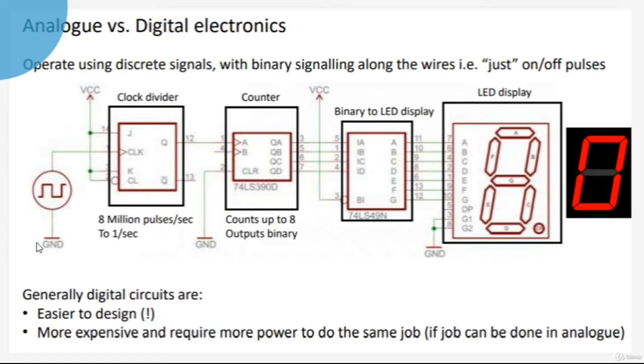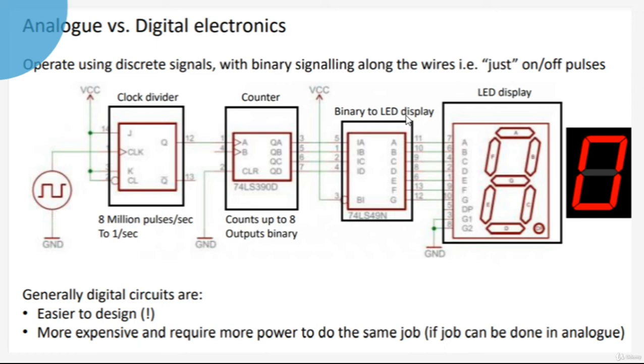Okay, so this is an example of a digital circuit. First thing that we are going to get is our digital sequence, or our digital data, from this generator, and then it will go to the clock divider. The clock divider is an IC, of course, that takes the 8 million pulses per second and transmits them as 1 pulse per second. It will lower the speed of our data transmission. And the counter counts up to 8 outputs binary. So it gives us our 8 outputs binary.